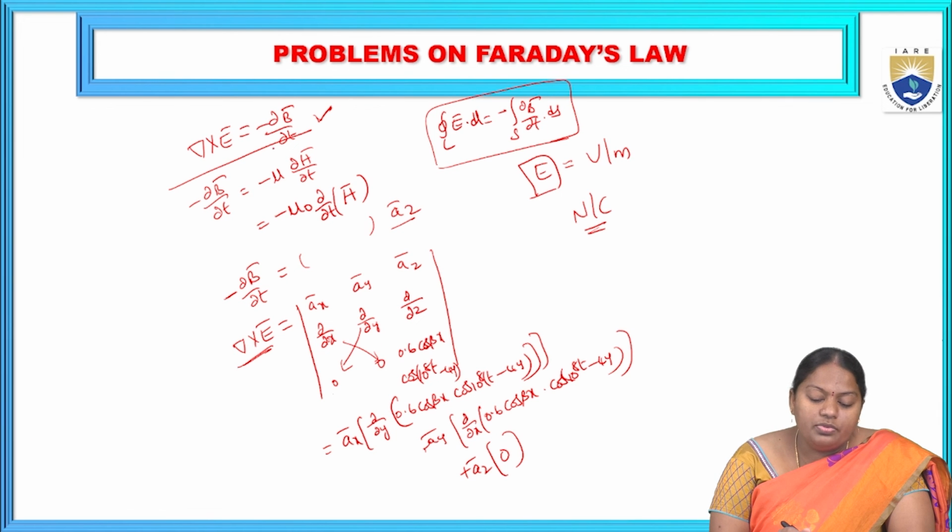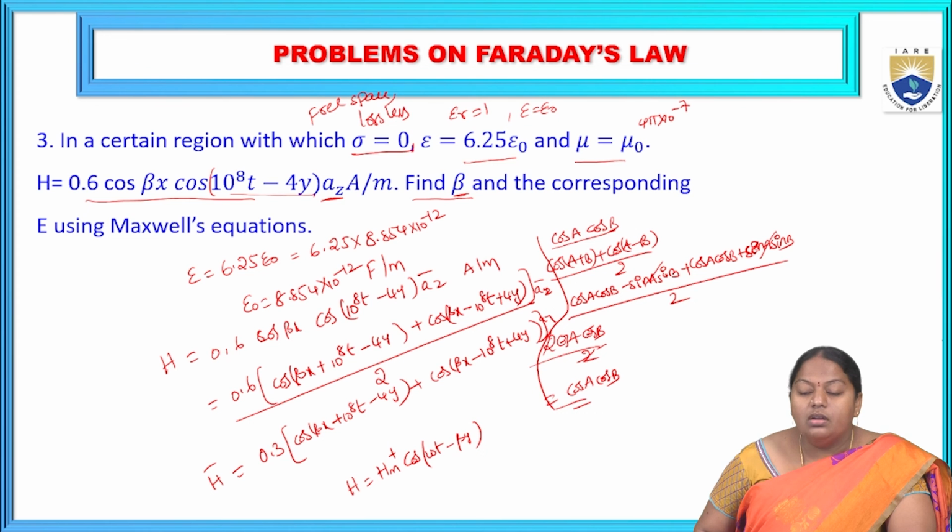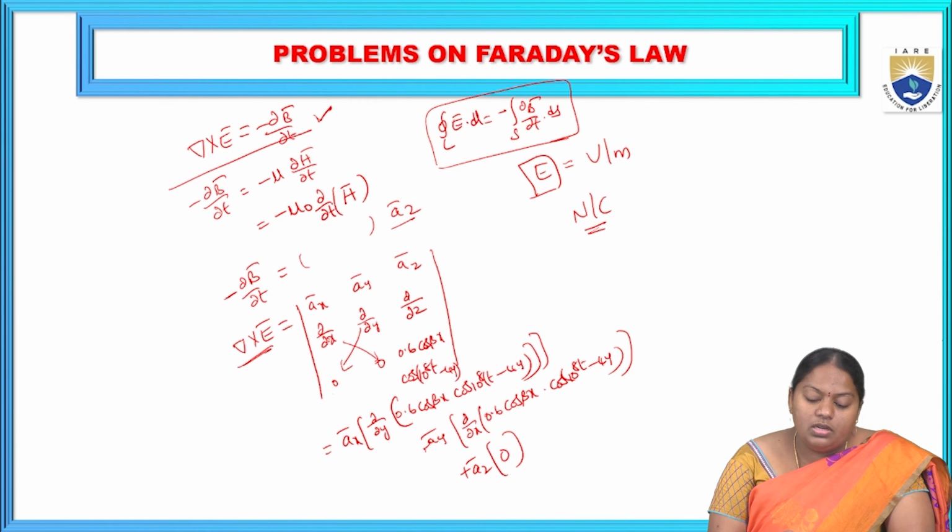So from this, first evaluate minus dou B bar by dou t, and as we know the relation between flux density and field intensity in magnetic fields, minus mu into dou H bar by dou t, and in place of mu we substitute mu naught. Why? Because from the given, mu is nothing but mu naught. Okay, now mu naught into dou by dou t of H bar. If we substitute the given value in place of H, and find del cross E bar in determinant form, that means we are going to get the E value in terms of z.